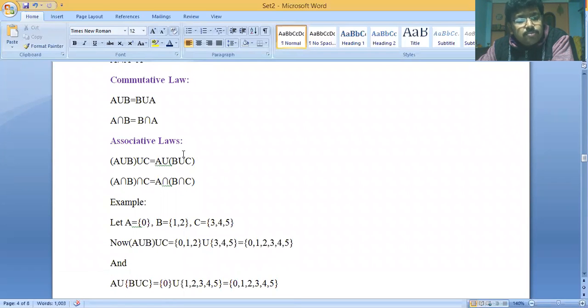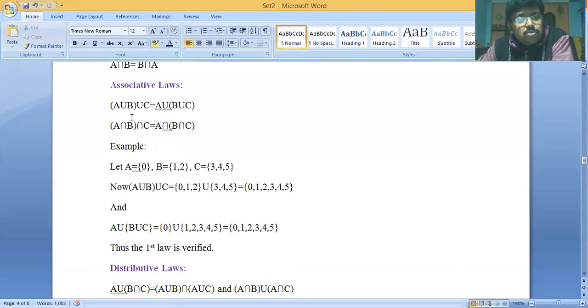This is the associative law. A union B union C is A union with the B union C. Okay. A intersection B intersection C is A intersection with B intersection C. Look at this example, associative law. It will be very clear with an example.